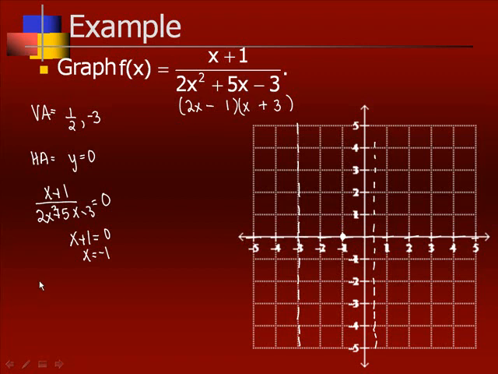Now, y-intercept, we're going to let x be 0. So we'd get 0 plus 1 over 2 times 0 squared plus 5 times 0 minus 3, which is 1 over -3. So the y-intercept would be -1/3.